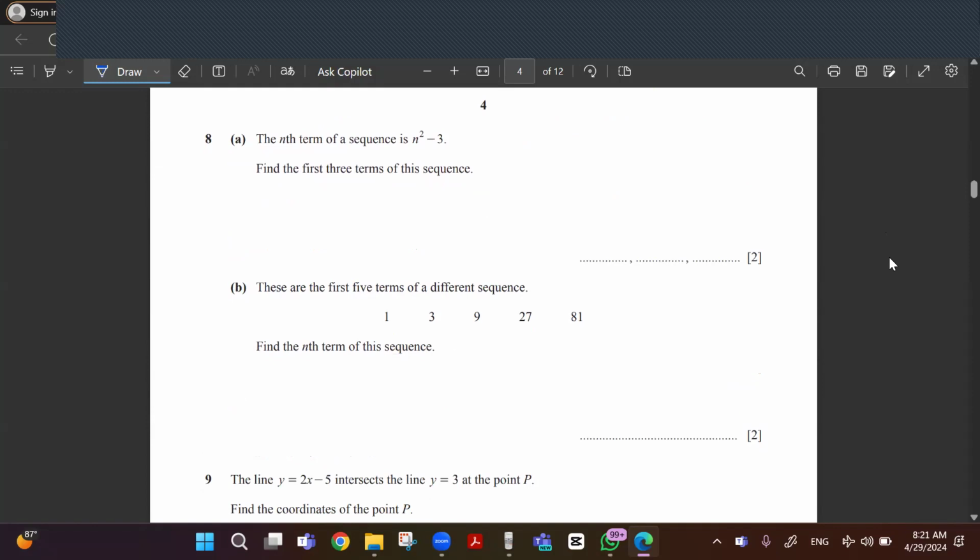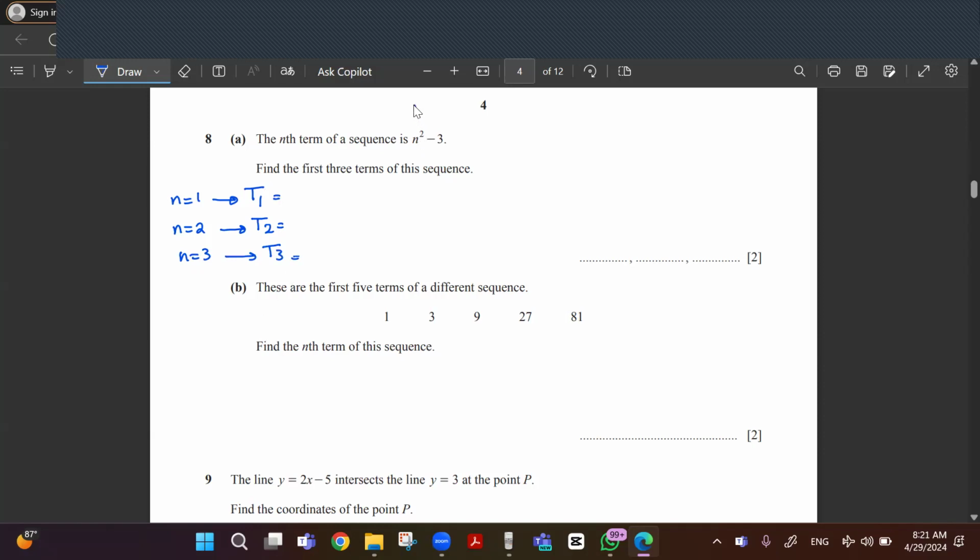Question number 8. He's telling me the nth term of a sequence is n squared minus 3. So this is the general rule for it. Find the first 3 terms of this sequence. Very easy. Find the first 3 terms. That means I'm going to put n equal 1 to get t1 and n equal 2 to get t2. And then put n equal 3 to get what? T3.